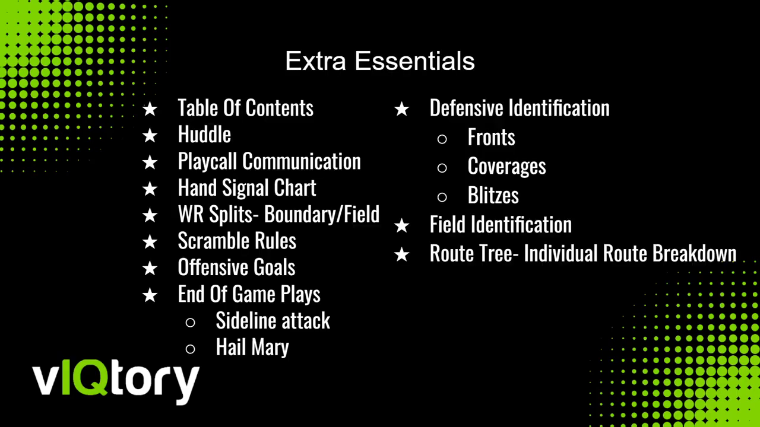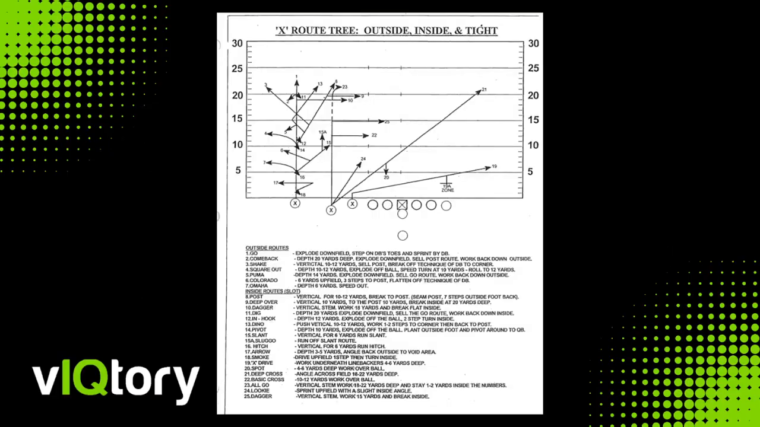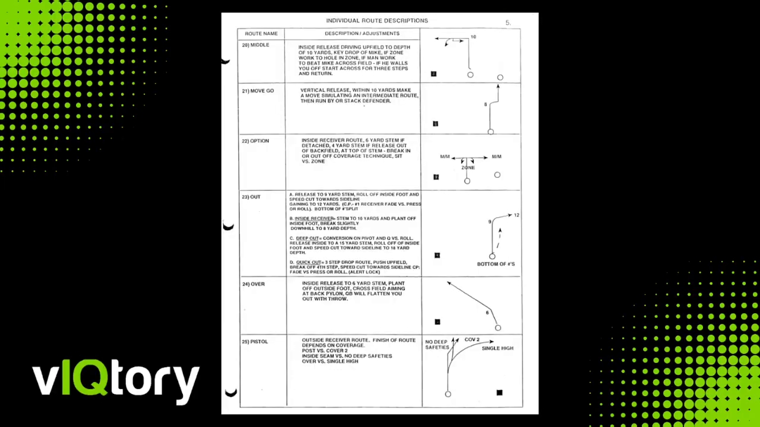This next one is the route tree or individual route breakdown. So there's two different ways that you can do this. This can be drawn as an actual tree as it is shown here, with the routes branching off at each breakpoint, or it can be shown as an individual route with a description so the routes stay consistent every time with the breaks at the correct yardages.